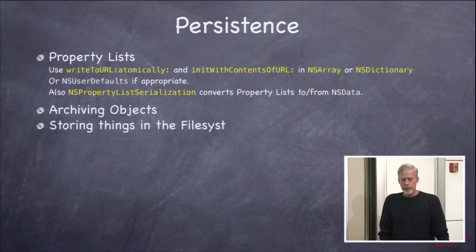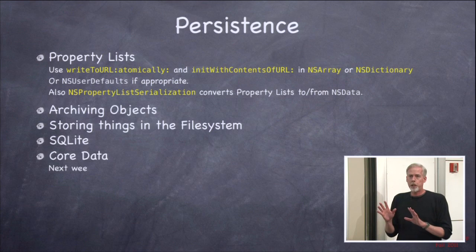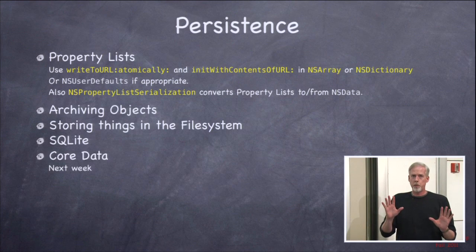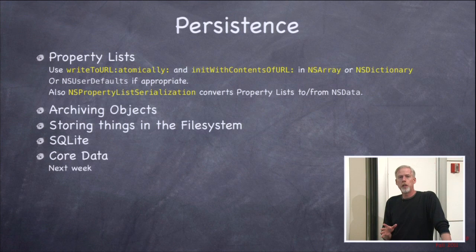All right, so I just want to throw property lists up front because you're already familiar with the concept. The other ways we're going to talk about storing things are archiving objects, which is putting arbitrary graphs of objects into storage, not just property lists, but arbitrary graphs. Storing things in the file system.